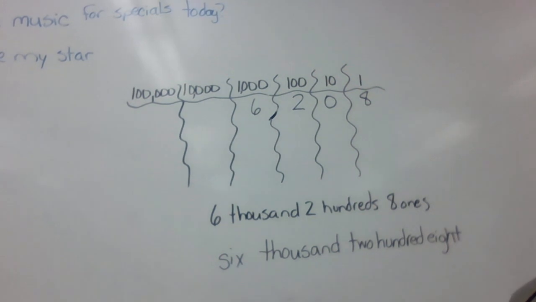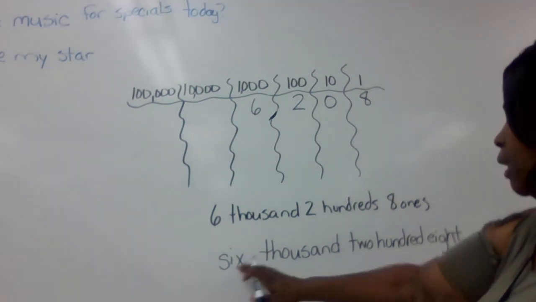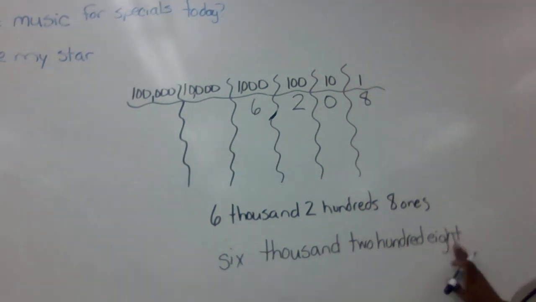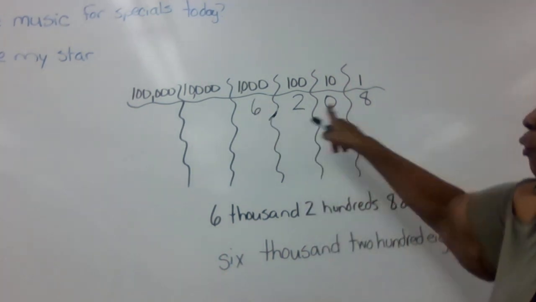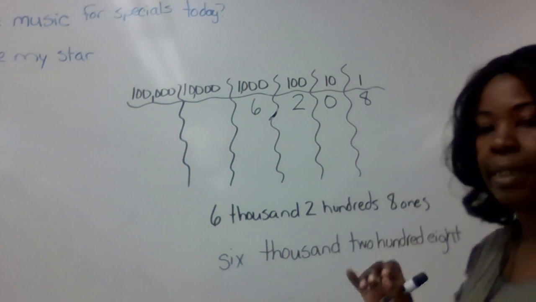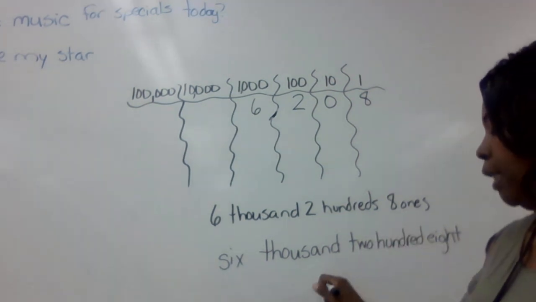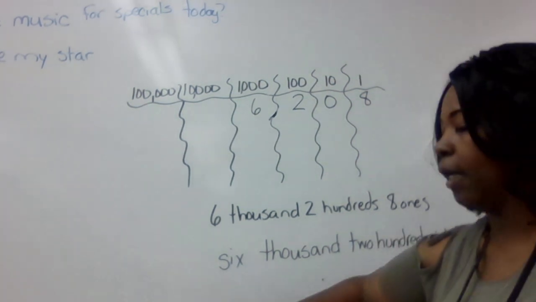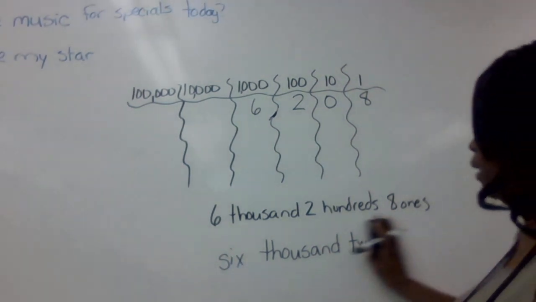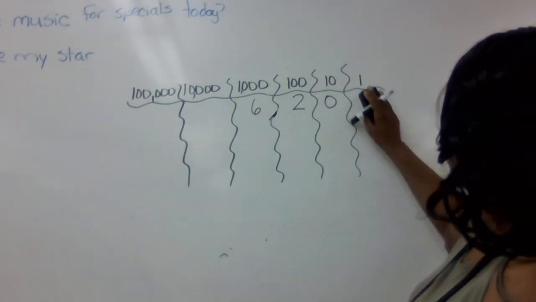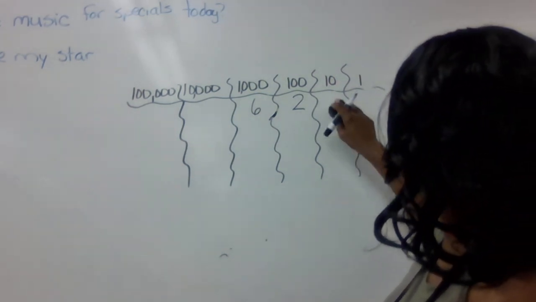Okay? So we wrote it in word form, 6,208. We wrote it in standard form, 6,208. Notice we did not say and. And in math means a decimal. Okay? So that's why we're not writing and. Okay? And our scholars know that. So let me erase this one. And I want to do another example.